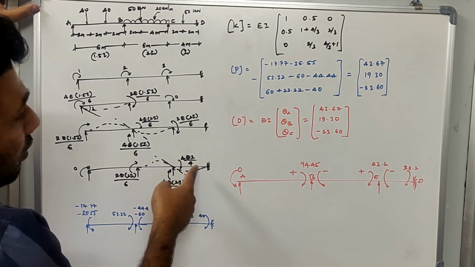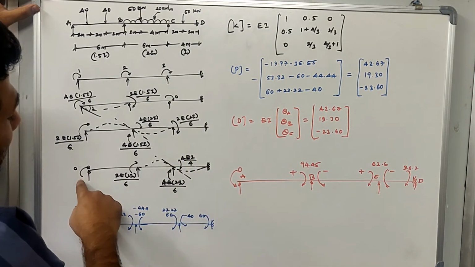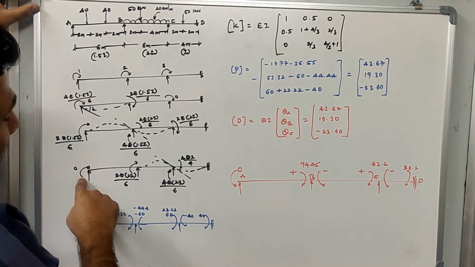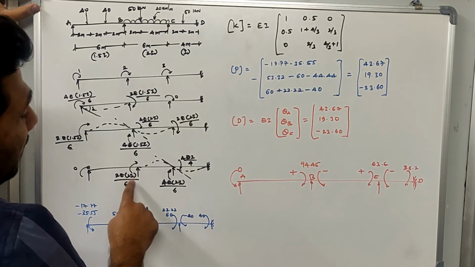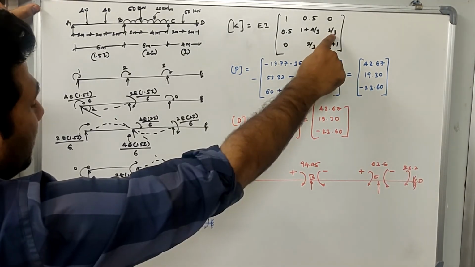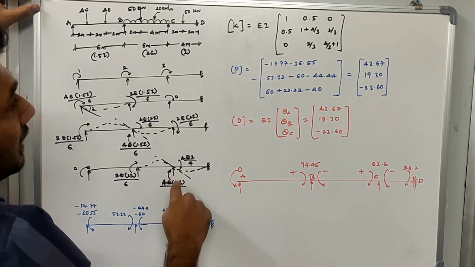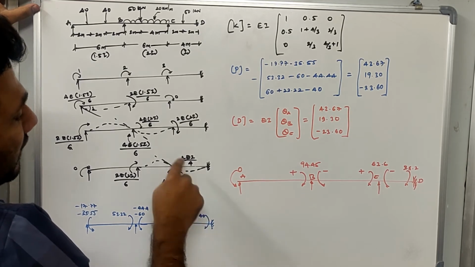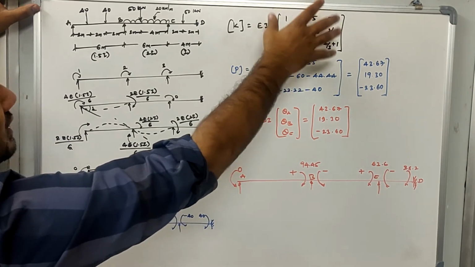Now similarly, we can write the third column also. In the third column, we apply the unit rotation at the third coordinate and find out the response at the first coordinate, which is equal to 0. Similarly, the response at the second coordinate will be 2E into 2I divided by 6, which is 2 by 3. Now we will add these two moments which are created because of unit rotation at the third coordinate, and they are written here, and this completes your stiffness matrix.